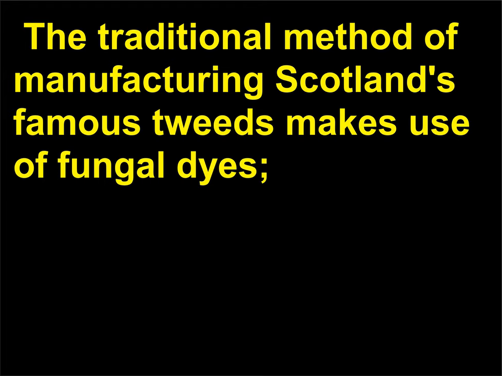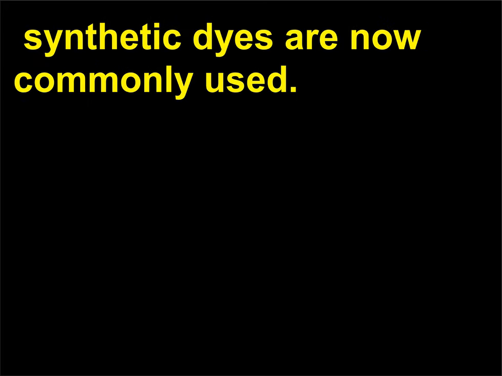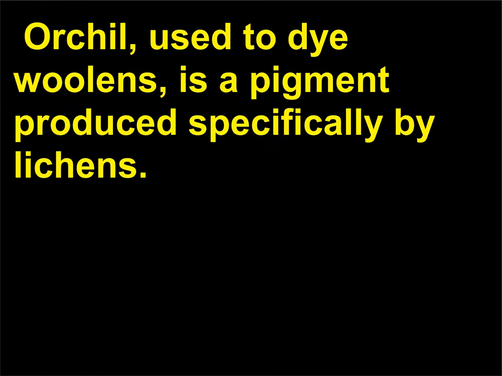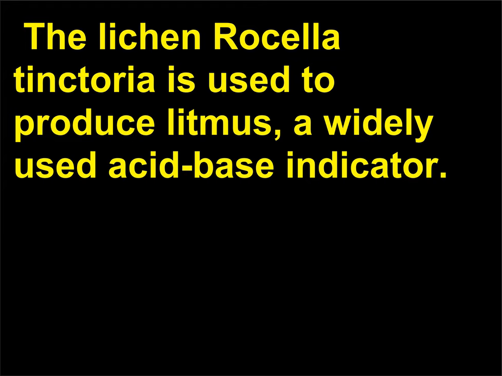The traditional method of manufacturing Scotland's famous tweeds makes use of fungal dyes. Synthetic dyes are now commonly used. Orcein, used to dye woolens, is a pigment produced specifically by lichens. The lichen Roccella tinctoria is used to produce litmus, a widely used acid-base indicator.